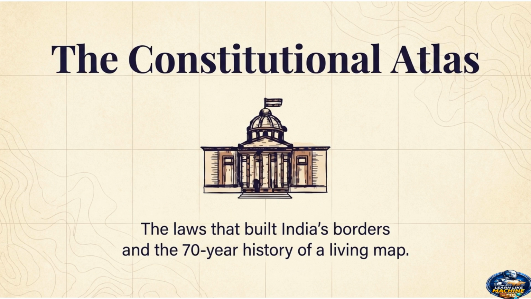Hello friends, today we are studying a topic that is a mix of polity, history, and geography. It is a full combo pack for UPSC and all competitive exams. Our topic is the Constitutional Atlas. In simple words, we will learn how India's map was formed, how new states were created, what powers Parliament has, and why India is called a union. After this lecture, you will not see the map as only geography. You will see it as a living constitutional document.